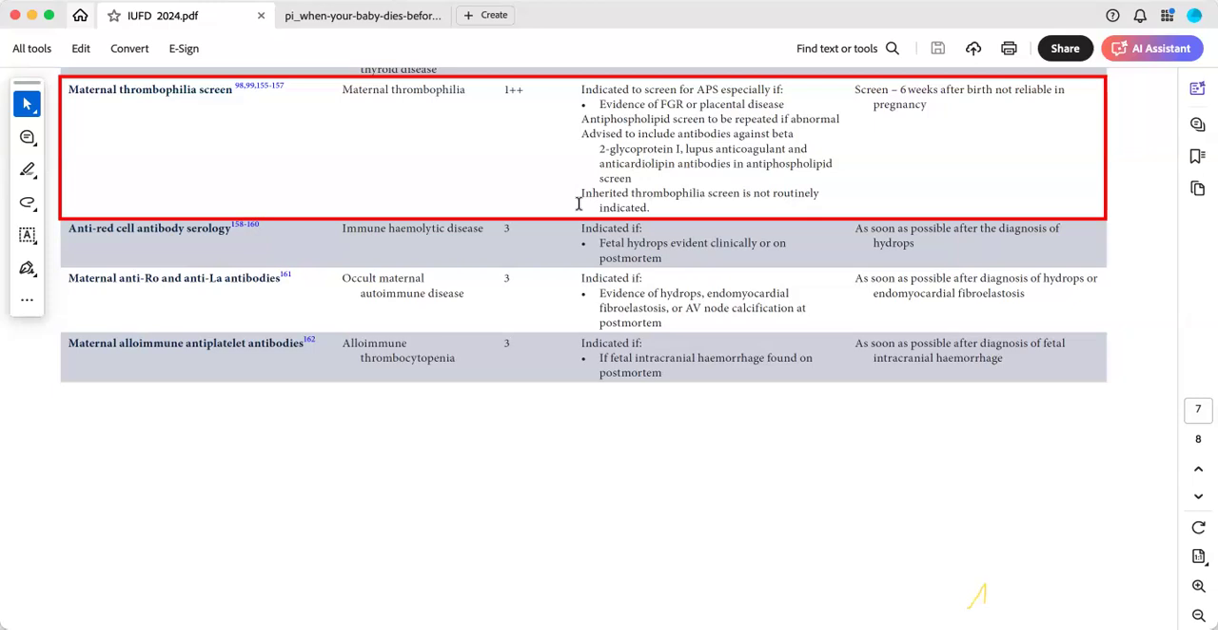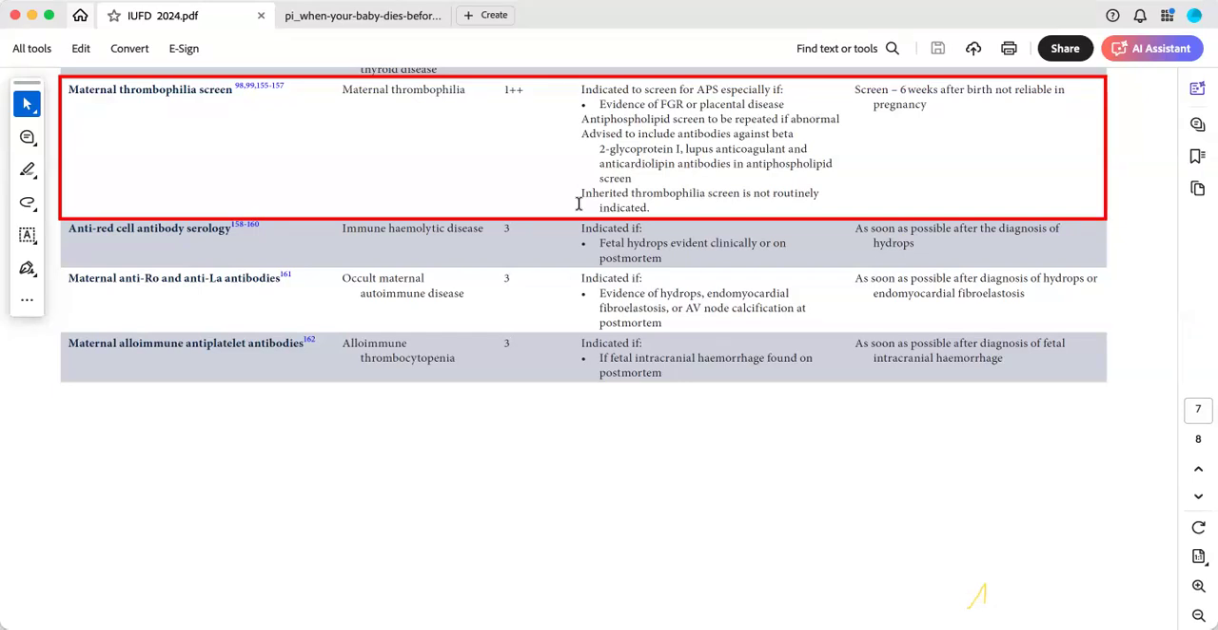Maternal anti-Ro and anti-La antibodies, okay? This is to search for occult maternal autoimmune disease. This is indicated in cases of evidence of hydrops or endomyocardial fibroelastosis or AV node calcification in the postmortem. So according to the finding of the postmortem, then you can run maternal anti-Ro and anti-La antibodies.